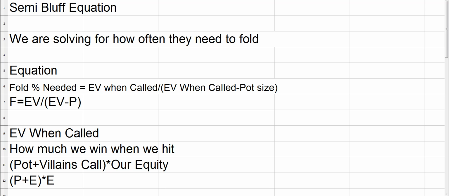So, what we're doing is we're solving for how often our opponent needs to fold given our bet size, the pot size, and the equity. So this is going to be a really useful calculation for calculating semi-bluff shoving. Now, the equation is fold frequency, or fold percentage needed, equals EV when called divided by the EV when called minus the pot size. And the shorthand for that is F equals EV divided by EV minus P.